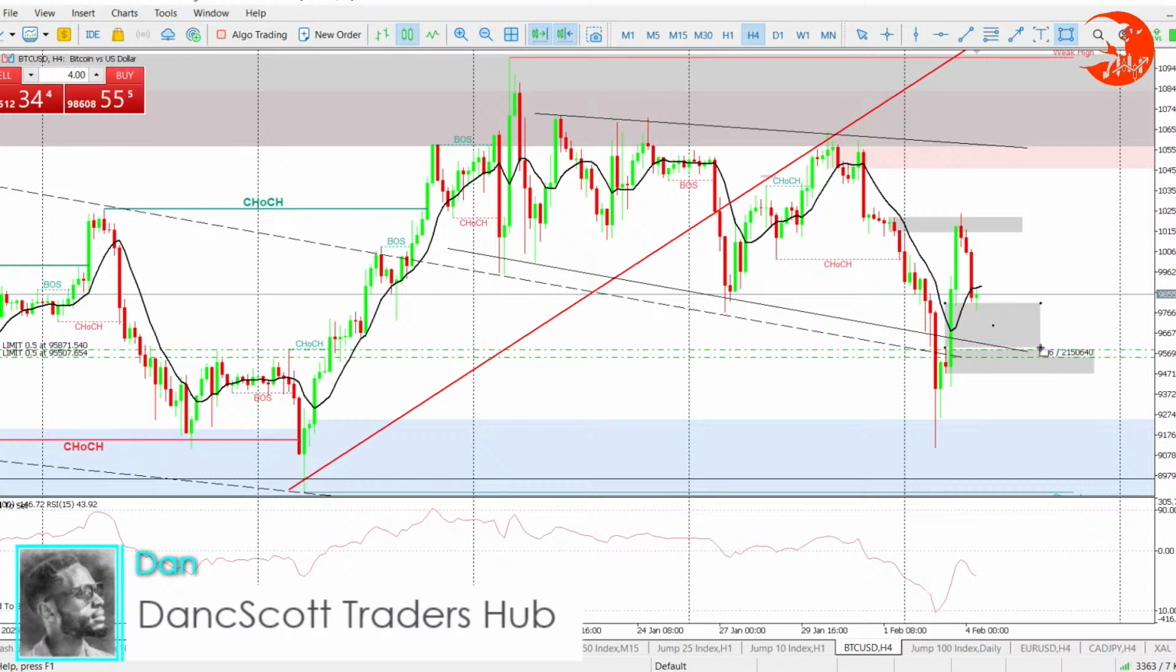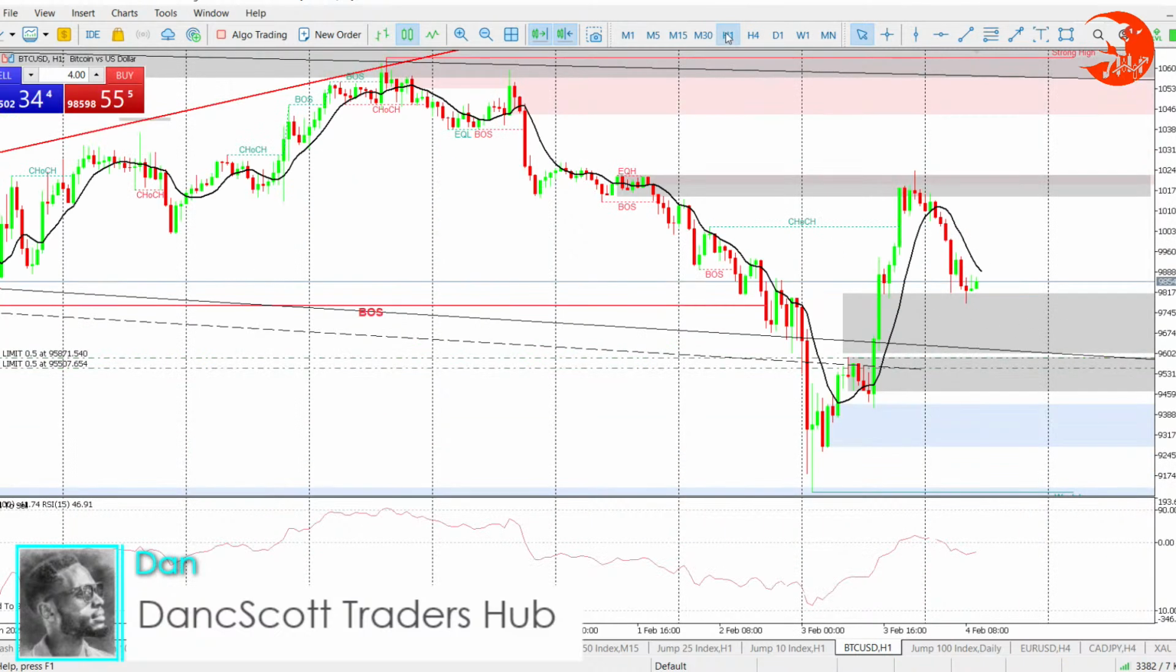And now we should be starting a buy, having grabbed liquidity on that fair value gap. There's a possibility of the start of a buy trend.